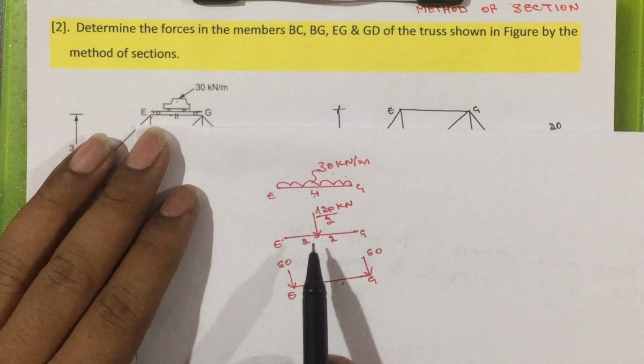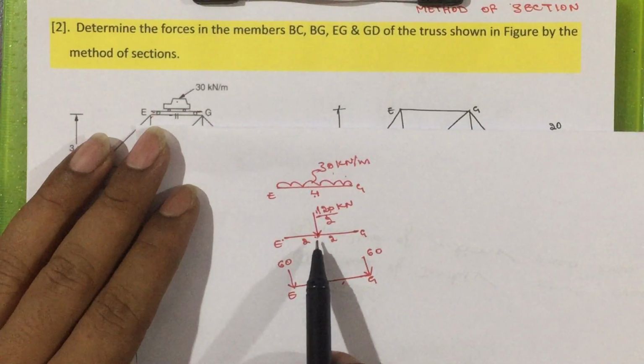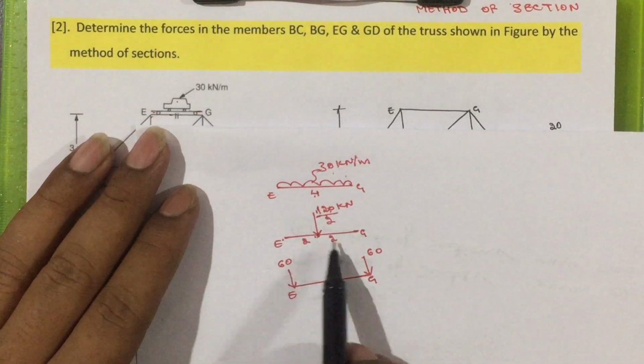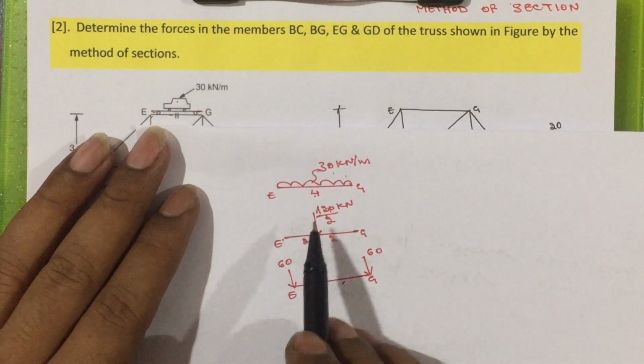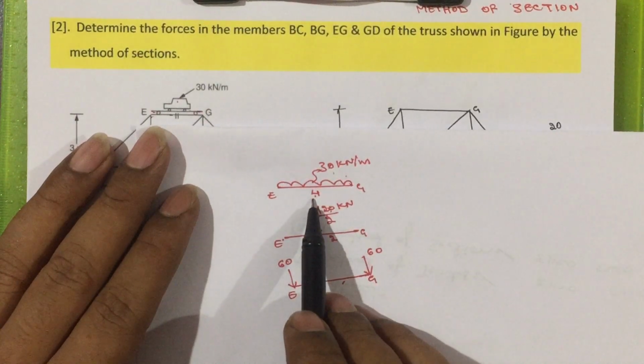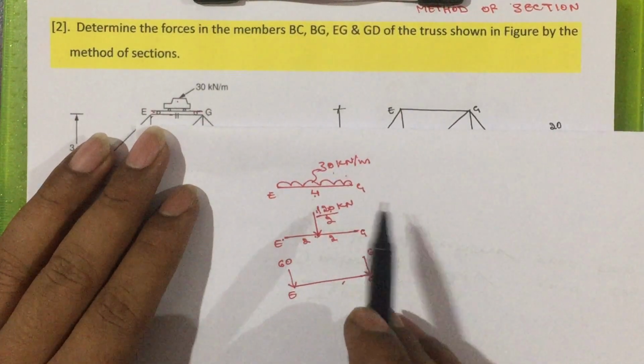We will convert the UDL into a point load. How? Where is it going to act? At the center. So, 4 will become 2. Then how much is it going to act? 30 into 4, that is 120 kilonewton.